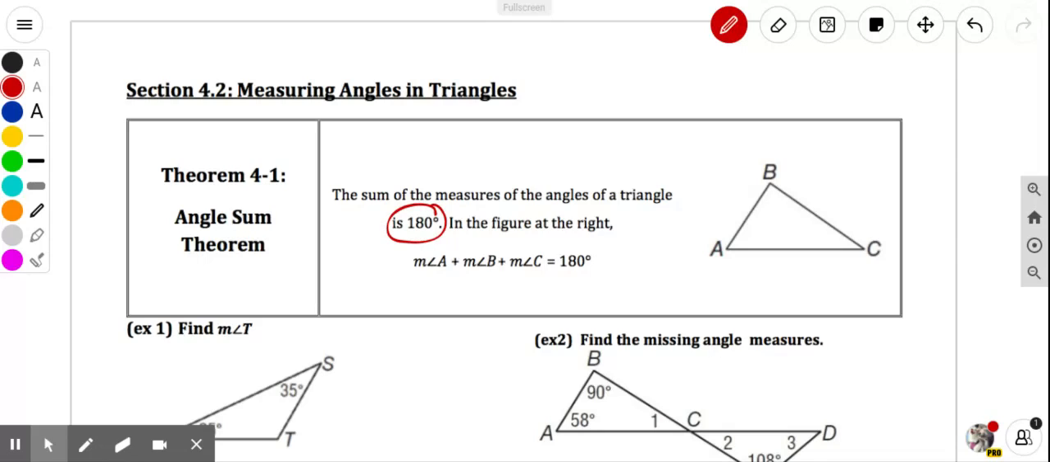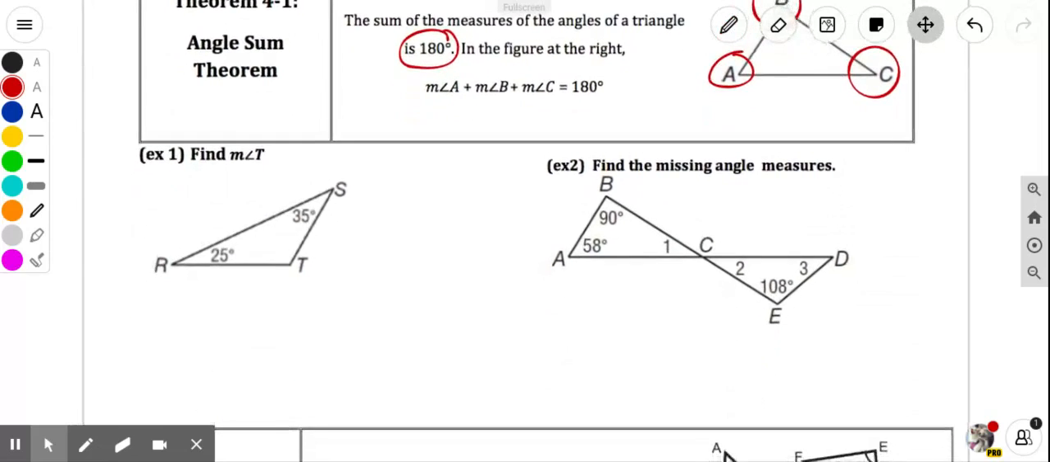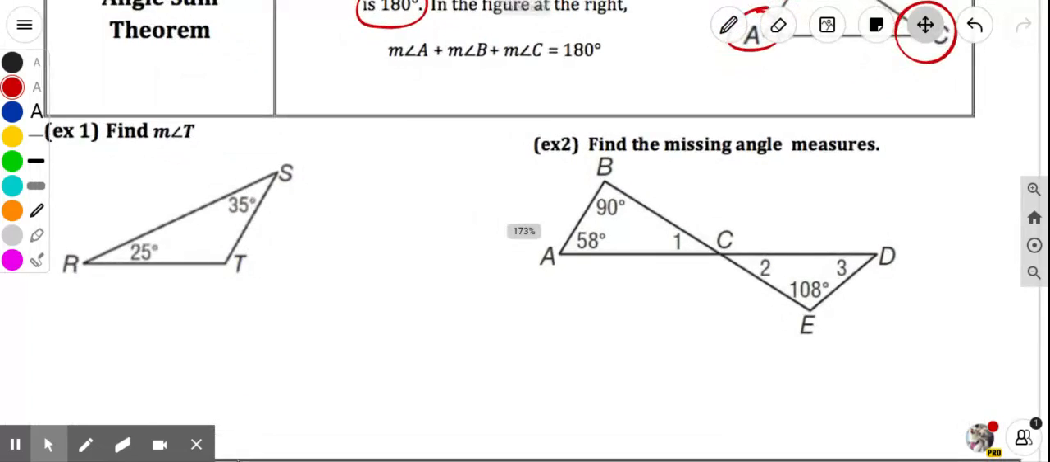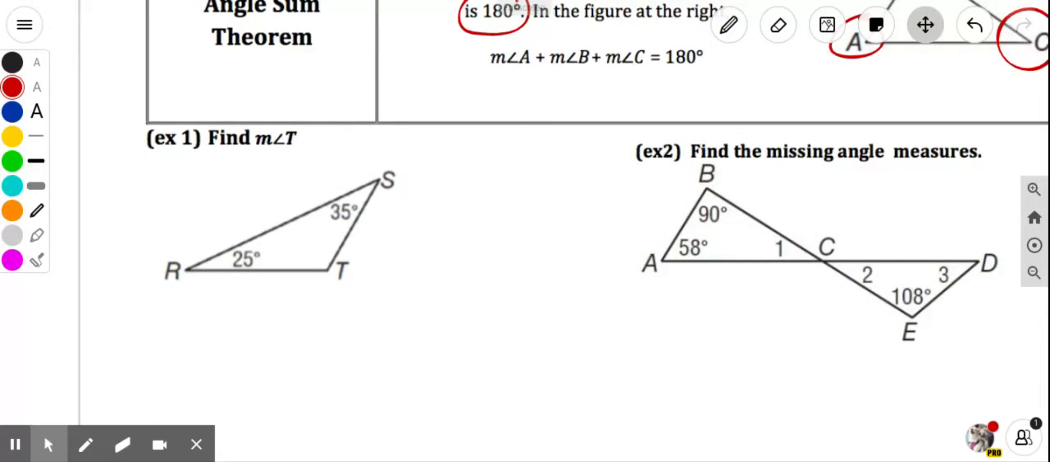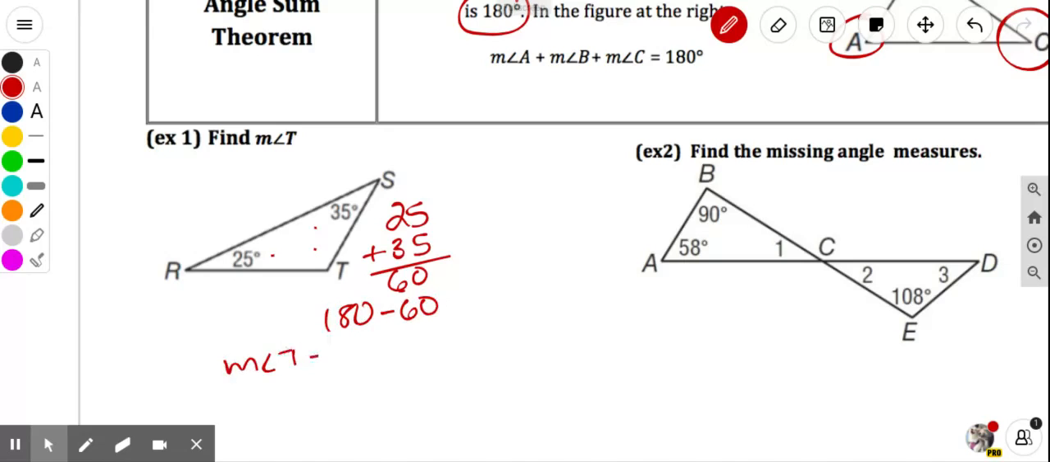So in this picture here, the measure of angle A plus the measure of angle B plus the measure of angle C would add to 180. We use that a ton in this unit and throughout the whole year really, because triangles never really go away. So like in example 1, if we're trying to find the measure of angle T, these three add to 180. So we would just add R and S. 25 plus 35 is 60. And then subtract that from 180. So the measure of angle T would be 120.